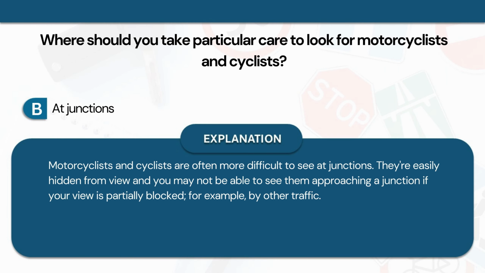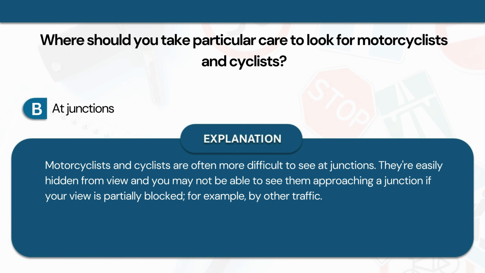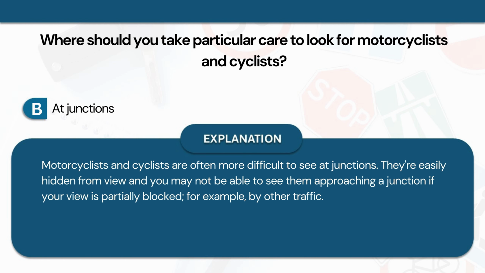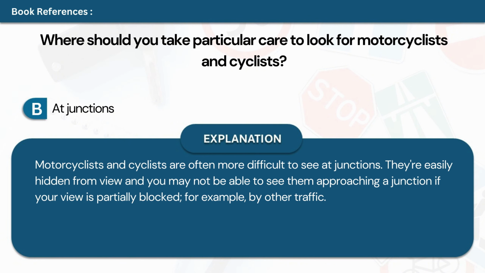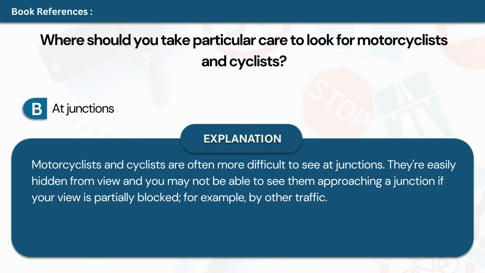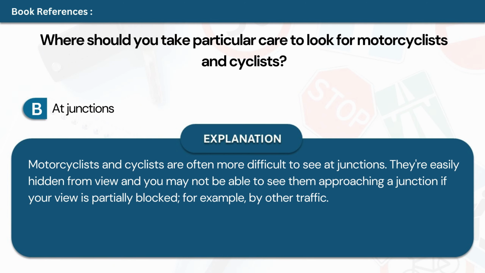Motorcyclists and cyclists are often more difficult to see at junctions. They're easily hidden from view, and you may not be able to see them approaching a junction if your view is partially blocked, for example, by other traffic.